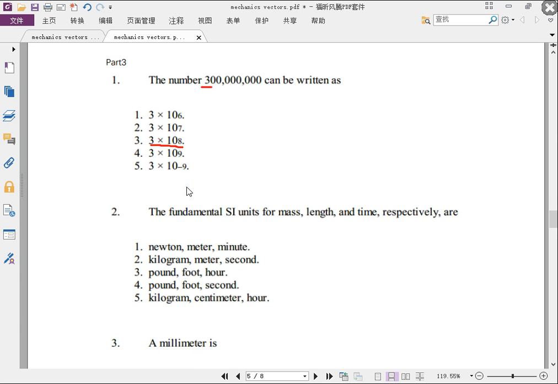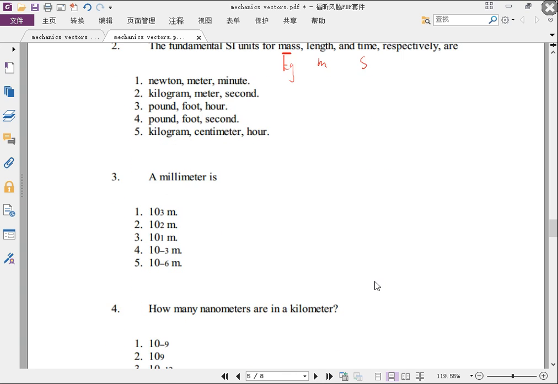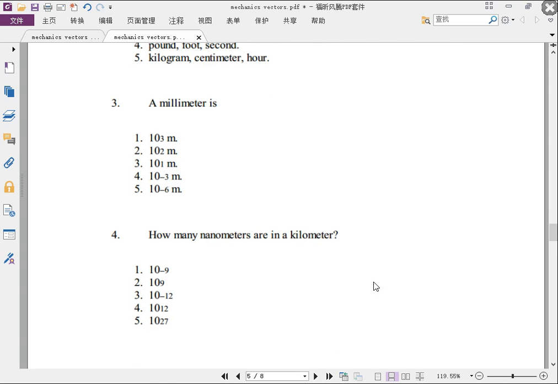The fundamental SI units for mass, length, and time, respectively, are: for mass is kilogram, and for length is meter, for time is seconds. A millimeter is a millimeter.